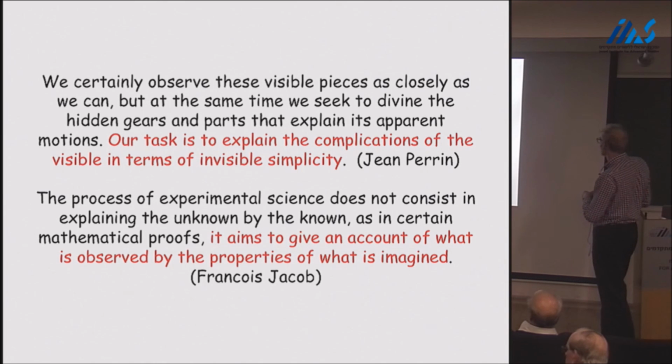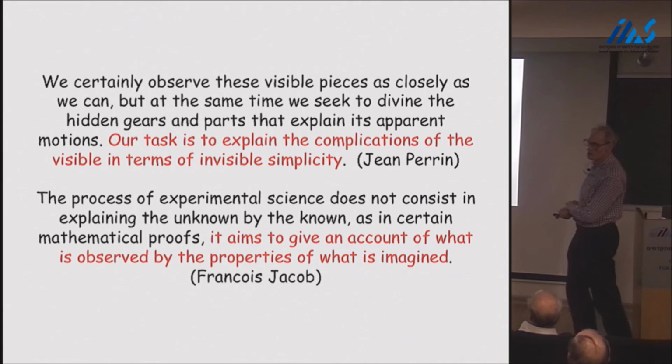And as Jacob puts it, slightly differently, but he's saying the same thing: the process of experimental science does not consist in explaining the unknown by the known, as in certain mathematical proofs. It aims to give an account of what is observed by the properties of what is imagined. They were both geniuses. And this is really at the heart of the matter.